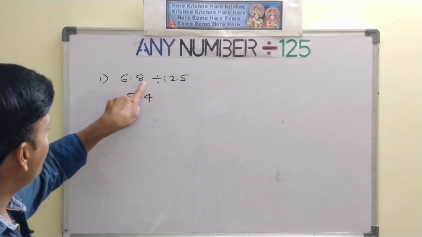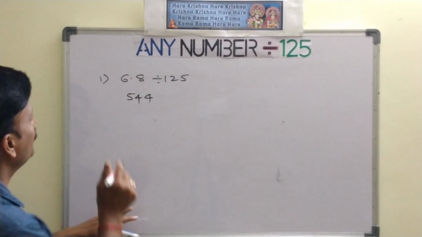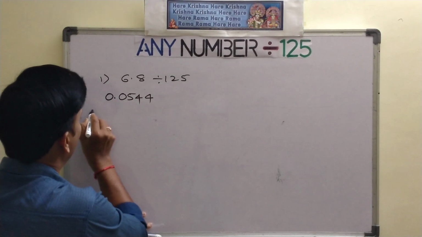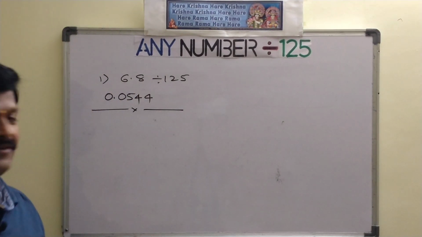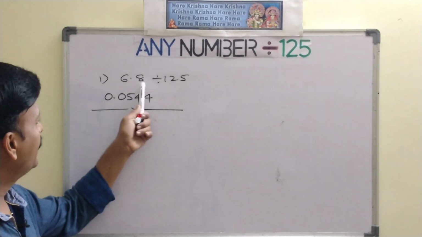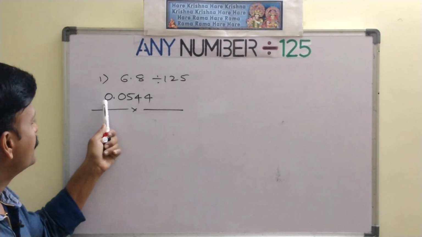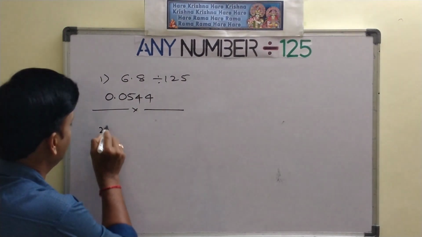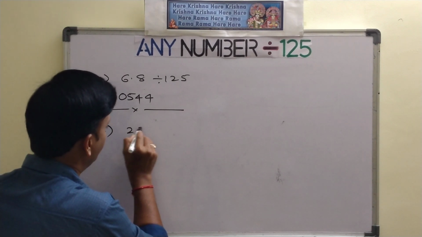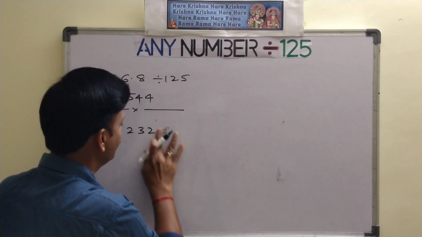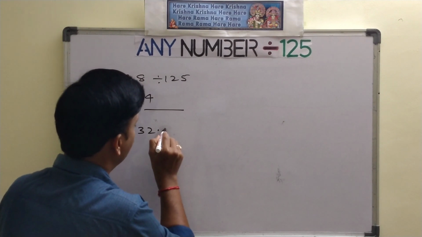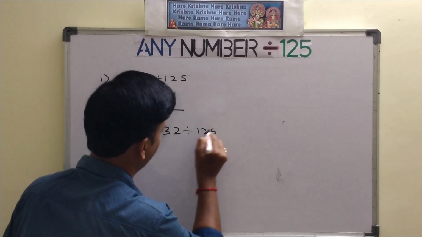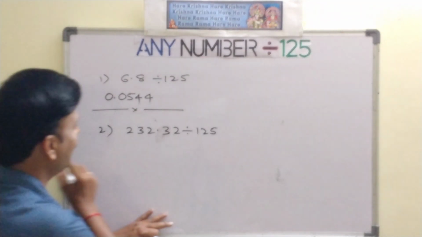In the given number, after one digit there is a point. So you need to put the point accordingly. 0.0544 is the answer when you divide 6.8 by 125. Suppose one more example we consider, some decimal number, 232.32 divided by 125. Now we can write the answer here.